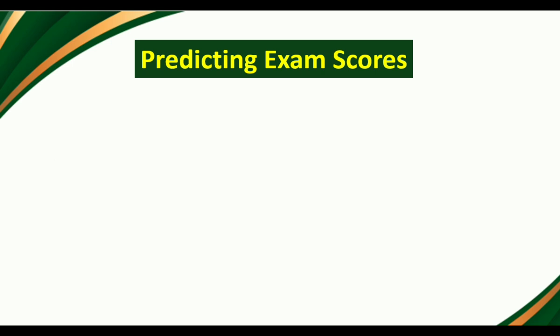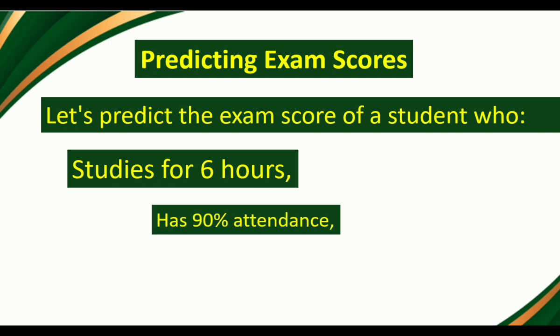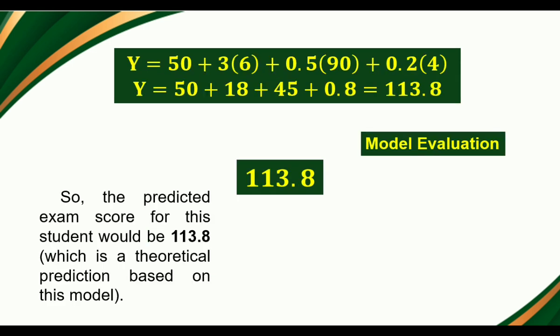Now, we'll predict exam scores. For example, a student who studies for 6 hours, has 90% attendance, and spends 4 hours per week on extracurricular activities. Using our regression model, we plug in 6 hours, 90, and 4. The result would be 113.8, meaning the predicted exam score for the student would be 113.8.